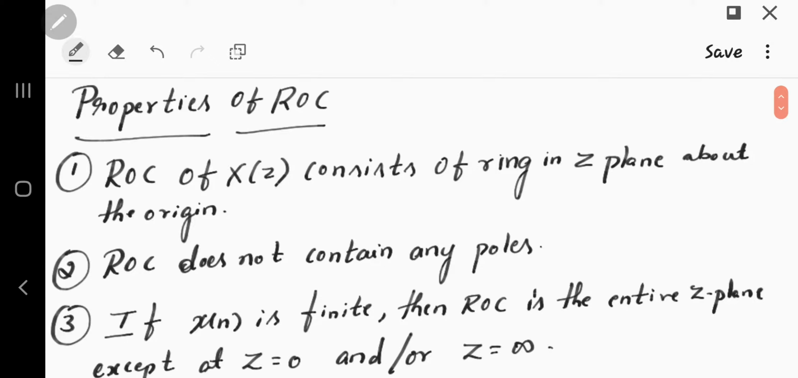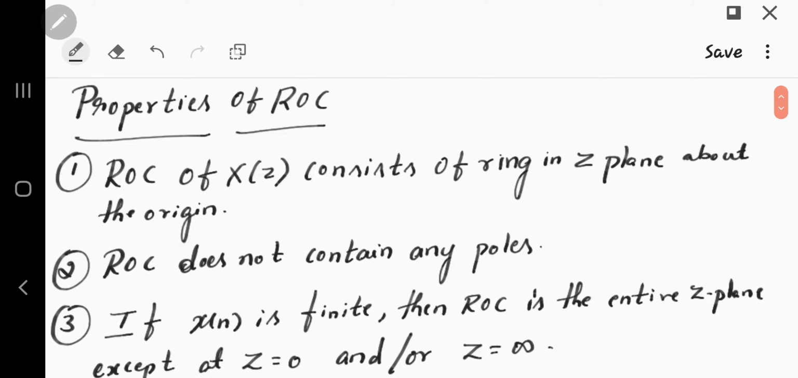Hello students. So in the previous video we discussed Z transforms and the definition of the Z transform, and we took some examples on how to find the Z transform of a discrete time signal x of n, and how to locate the region of convergence.